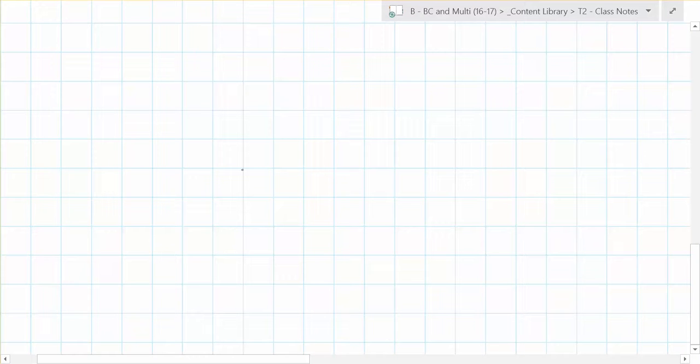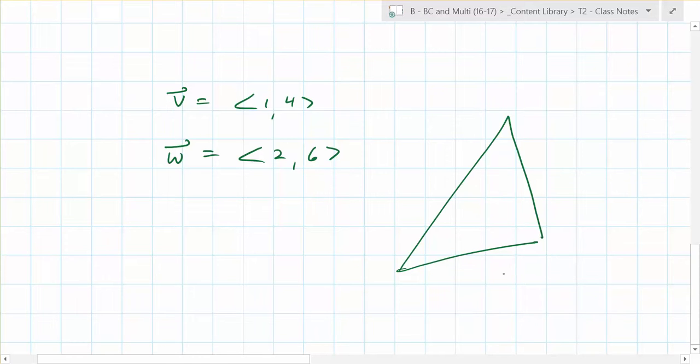Remember, this all works too in 2 dimensions. So let's say I had two vectors here. Can you find the area? If I gave you two vectors, just a quick question for you. Let's say the vector v was, I don't know, 1, 4, and vector w was, let's say 2, 6. If you put those end to end, you could create a triangle, right? Any two vectors create a triangle.